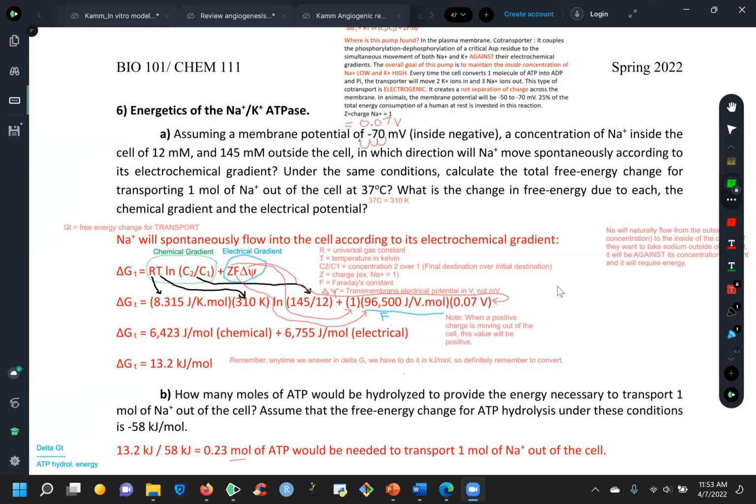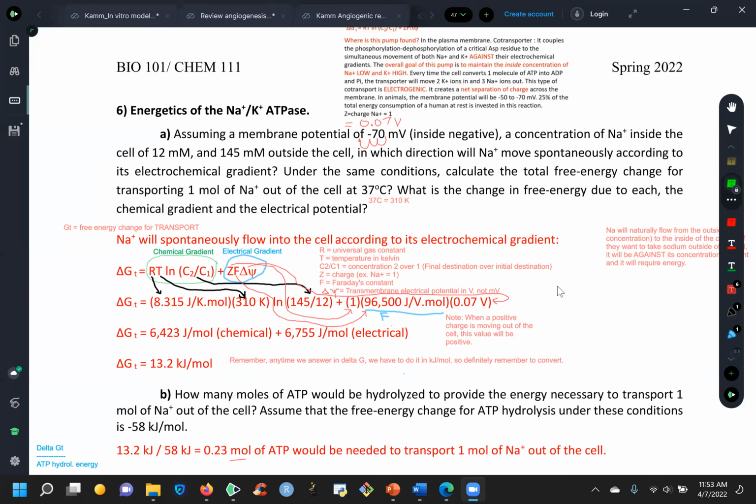In Kelvin. Okay, easy. So they usually give you 37 degrees Celsius. You have to know that 37 degrees Celsius is equal to 310 Kelvin. So just memorize that. That's usually what they give.